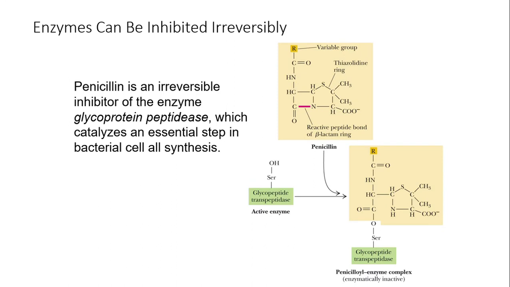So I mentioned penicillin when we started this section on the things that affect enzyme activity. Penicillin is an irreversible inhibitor of the enzyme glycoprotein peptidase. This enzyme catalyzes an essential step in bacterial cell wall synthesis. So this is why penicillin works on bacterial infections, unless that particular bug has become resistant.